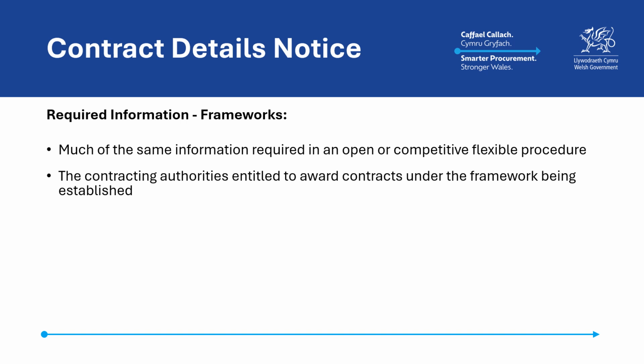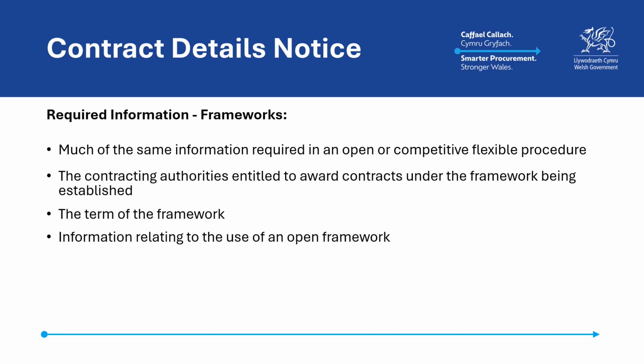This can be by either listing the names of those authorities or by describing categories of authorities. The term of the framework, whether the framework is awarded under an open framework, which is a framework that provides for the award of successive frameworks on substantially the same terms as detailed in Section 49 of the Act. The unique identifier for the procurement of the last framework awarded under the open framework, unless no framework has previously been awarded under the open framework, and the estimated end date of the open framework.